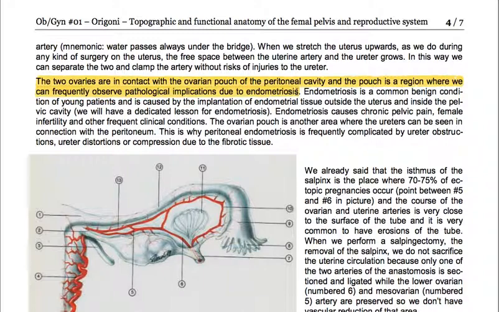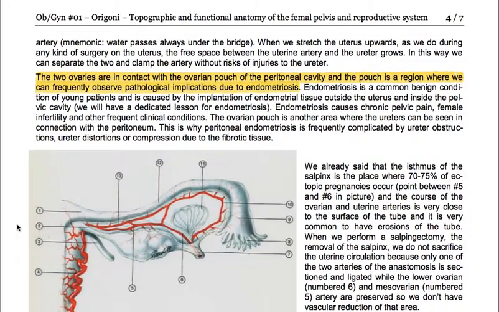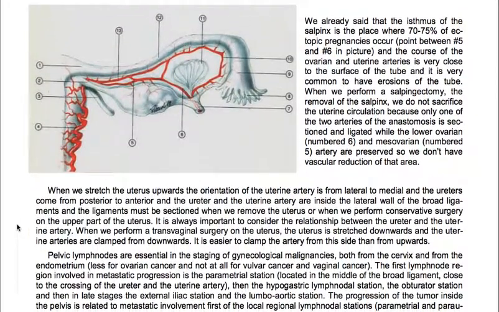The ovarian pouch is another area where the ureters can be seen in connection with the peritoneum. This is why peritoneal endometriosis is frequently complicated by ureter obstructions, ureter distortions, or compression due to fibrotic tissue. Therefore, this endometriosis can affect also the ureters.